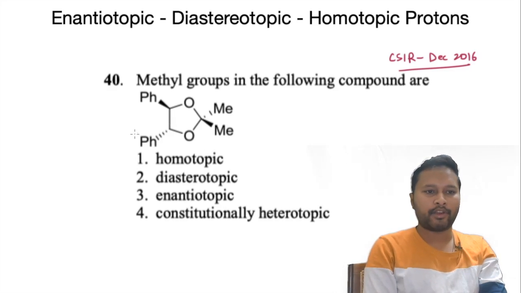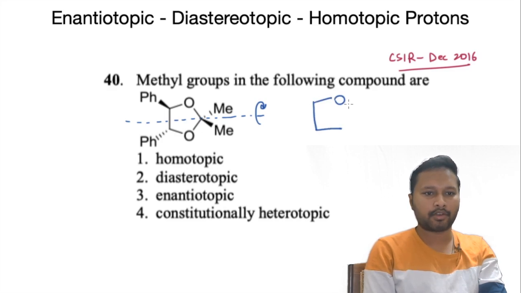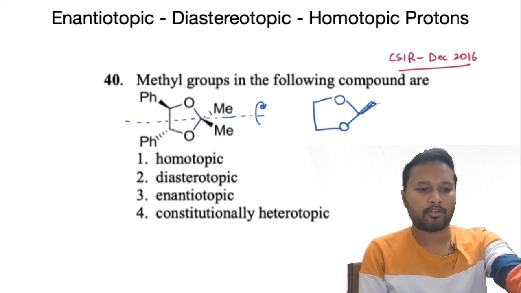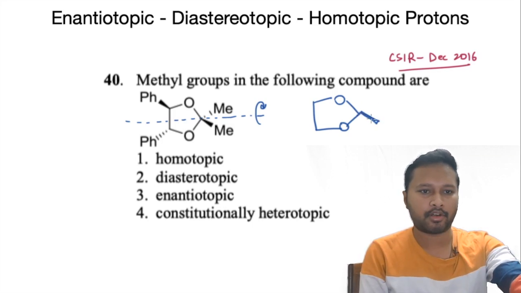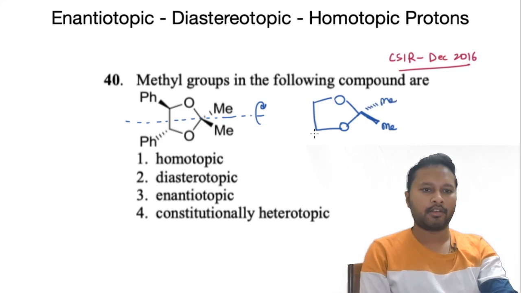You can see these two phenyl groups, one is below the plane, the other one is above the plane. If you apply an axis through the center of this and rotate it like this, you are going to form something like this. This methyl group which was above the plane is going to be on that side. Or you can show it in the same order, that this methyl is above the plane and this methyl is below the plane, and this particular phenyl which was above the plane is going to be below the plane, and the other one is going to be above the plane.